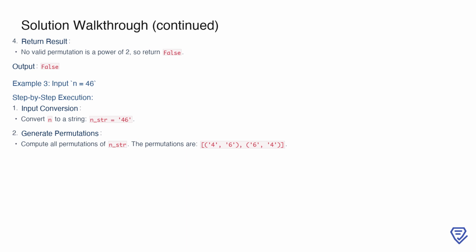At this point, we've checked all permutations of the digits in n equals 10 and found that none of them represent a power of 2. As a result, we return false for this input.